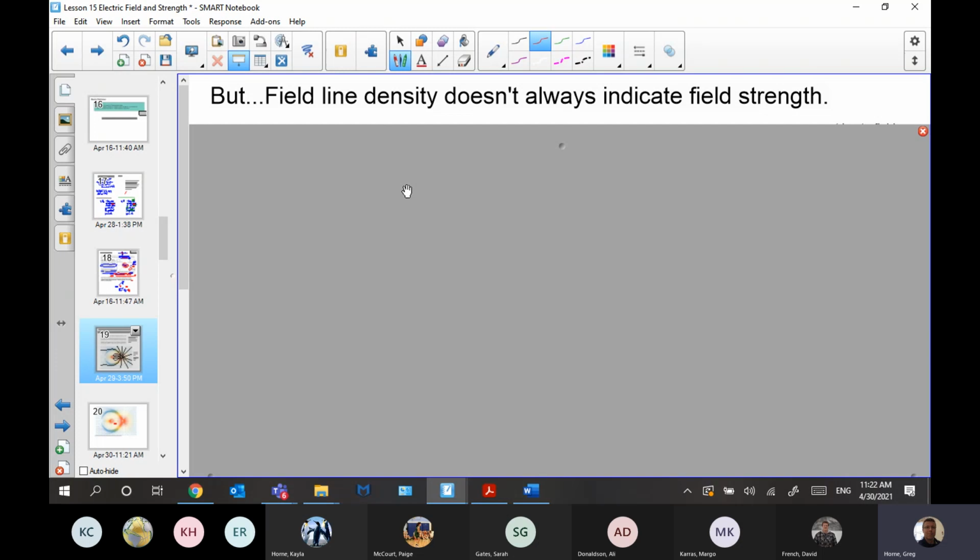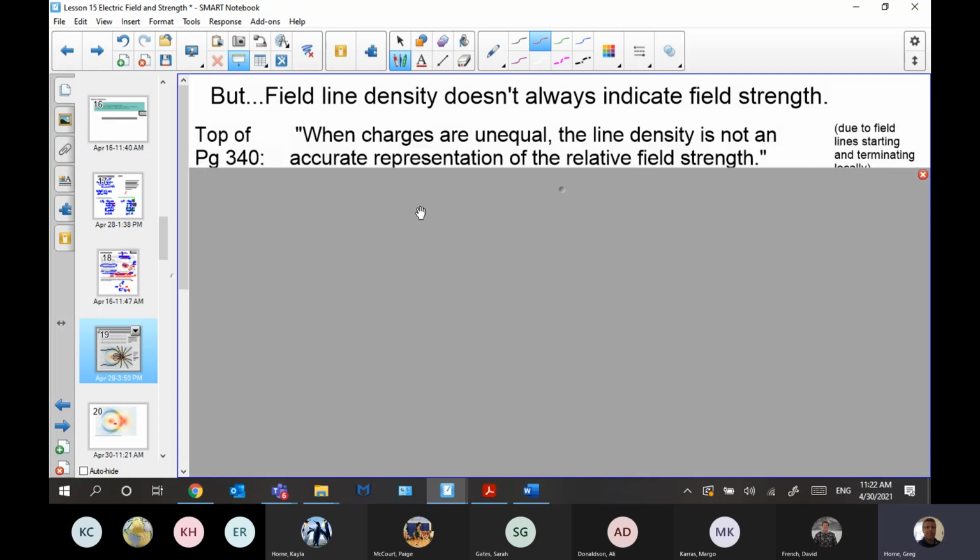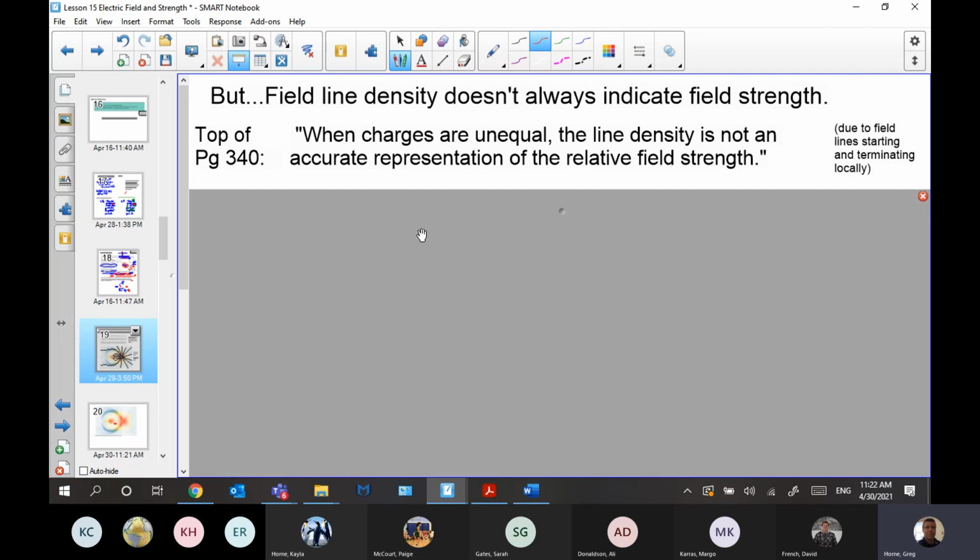So field line density doesn't always indicate field strength. Okay, so make a note of that. Field line density doesn't always indicate field strength. So the top one of the lines in 340.